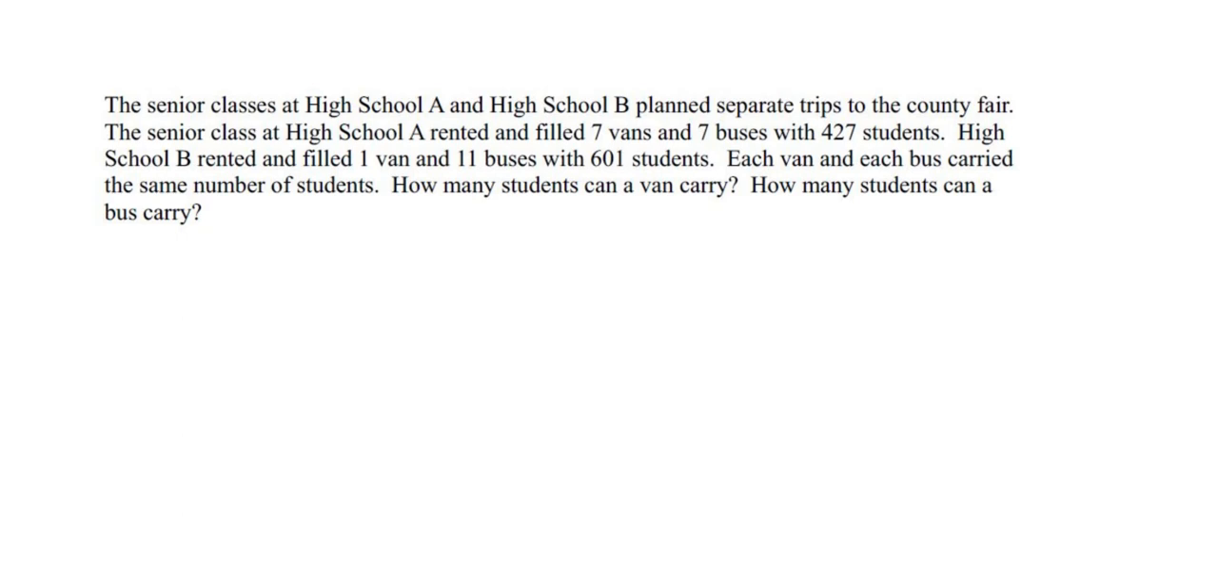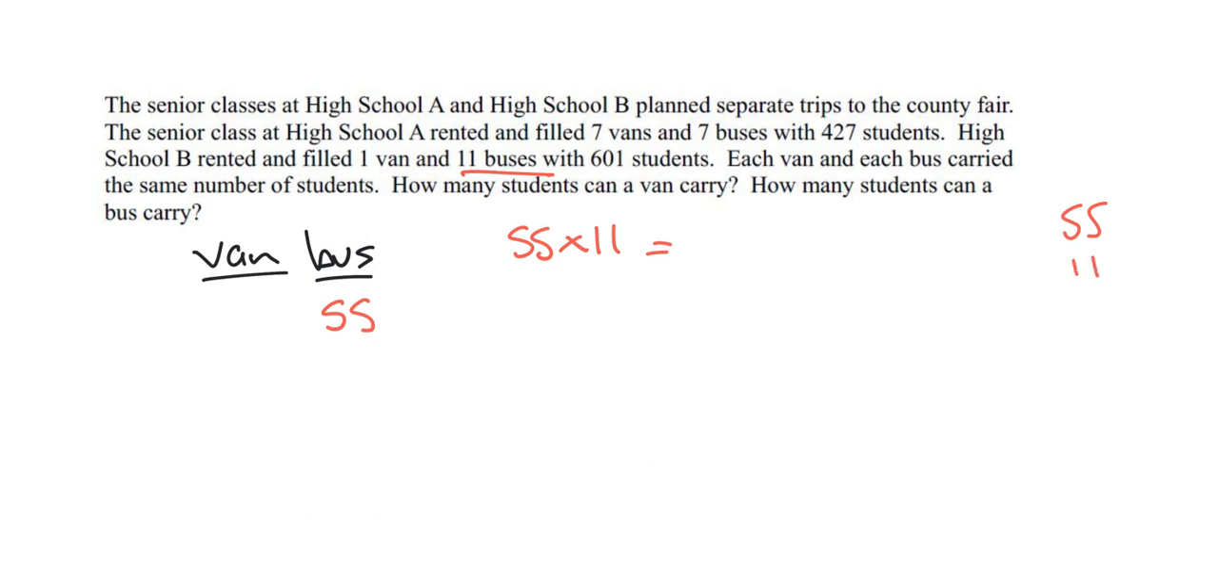So let's see. I will try... So we've got van, bus. Let's try 55. So let's see. 55 times 11 buses would be... So let's see. I don't know. 55 times 11 is 5, 5, and 5, 5. That's 5, 0. It's 605.